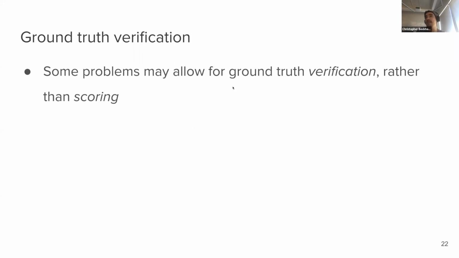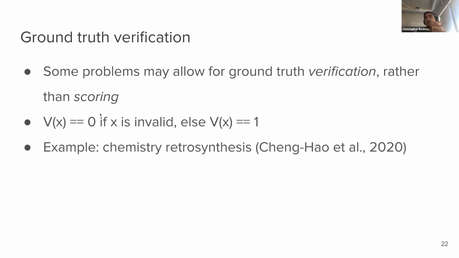Some problems may allow for ground truth verification rather than scoring. So what do I mean by that? You can imagine that there is a function v, for verify, and v of x is a binary function that scores x equals 0 if x is invalid, otherwise it scores it 1. I guess it could also be a continuous function, but I'm just going to assume it's a simple binary function for now.